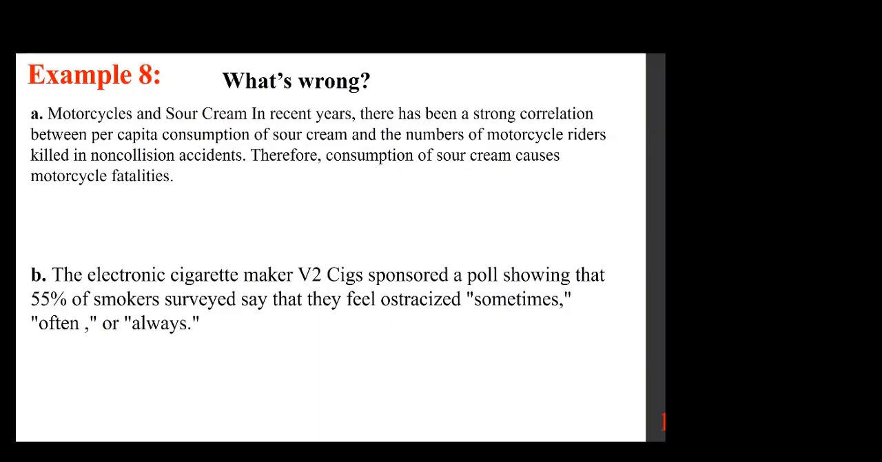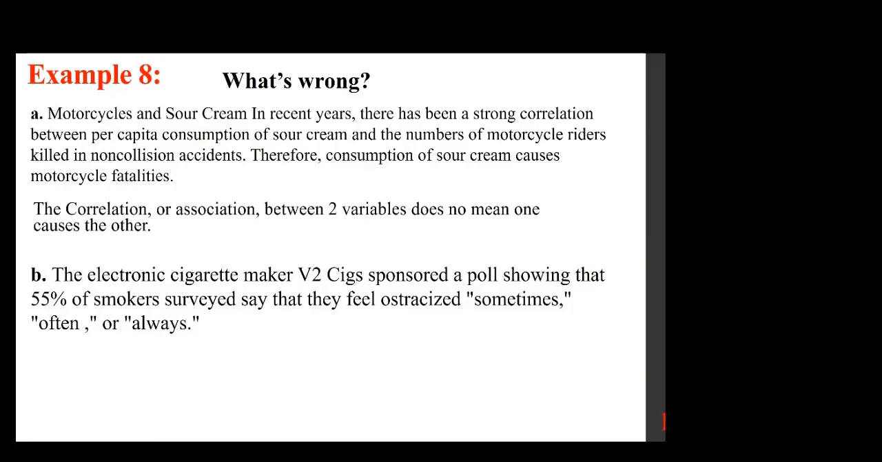Part A. Motorcycles and sour cream. In recent years, there has been a strong correlation between per capita consumption of sour cream and the numbers of motorcycle riders killed in non-collision accidents. Therefore, consumption of sour cream causes motorcycle fatalities. That's it? No. Perfect. So this is called an association, a correlation, and we'll discuss that later on. And you can find correlation between things that have nothing to do with each other. Eating ice cream and drowning, okay, they have nothing to do with each other, but you can find correlation.